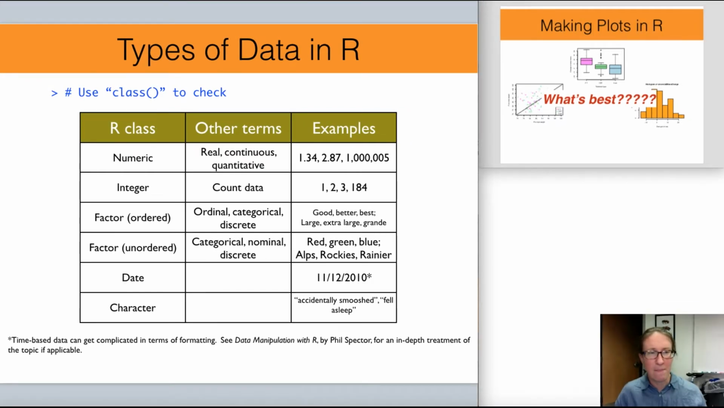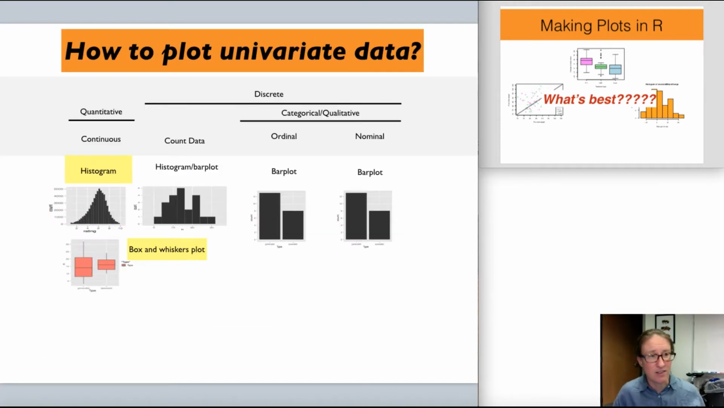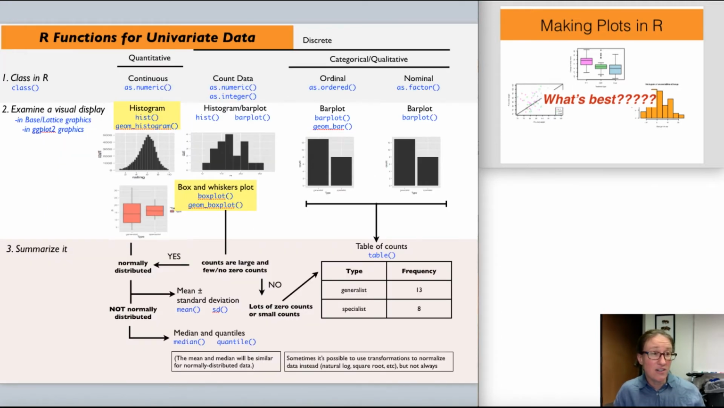So now we've looked at some types of data. Now let's talk a bit about how to actually plot things in R. How can we plot univariate data? I showed you this image previously, kind of a flow chart that shows how you can plot quantitative or discrete univariate data. And now here is a slightly more sophisticated, or busy, version of that graphic that shows you a bit more information.